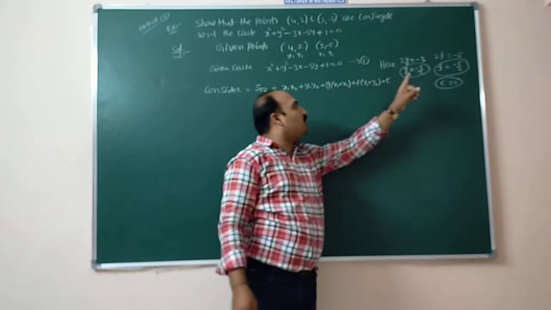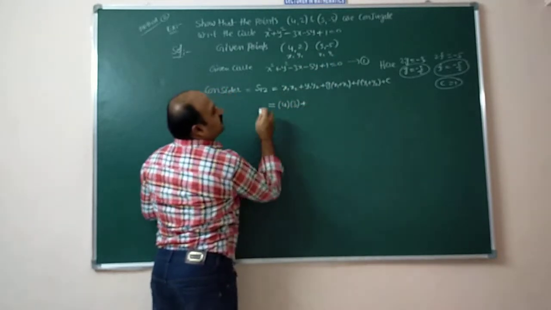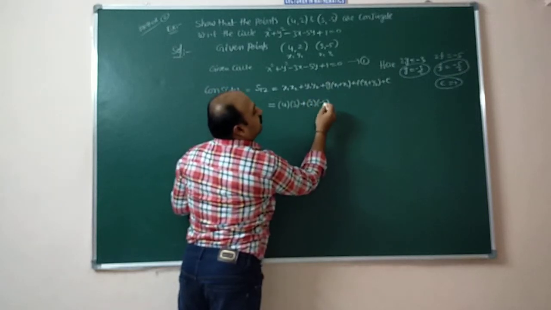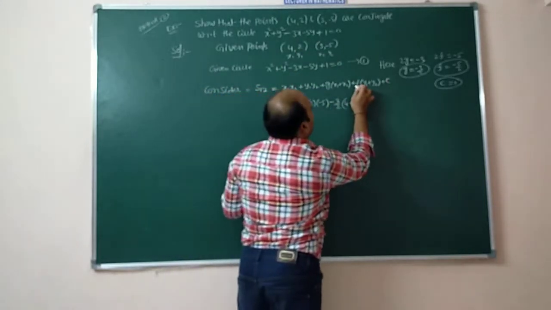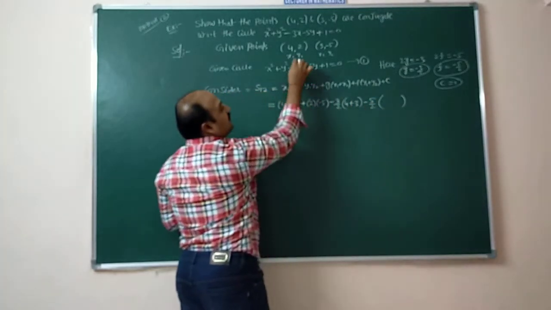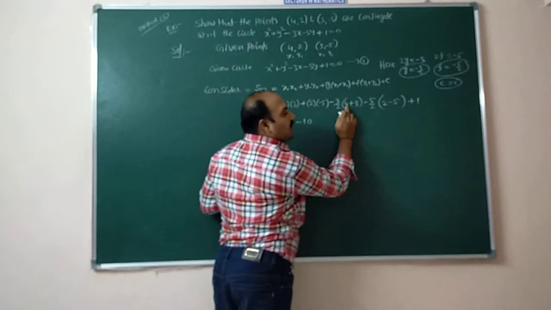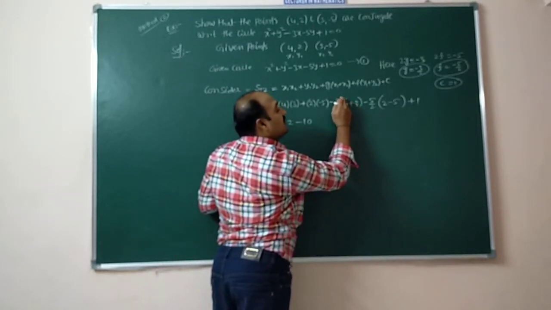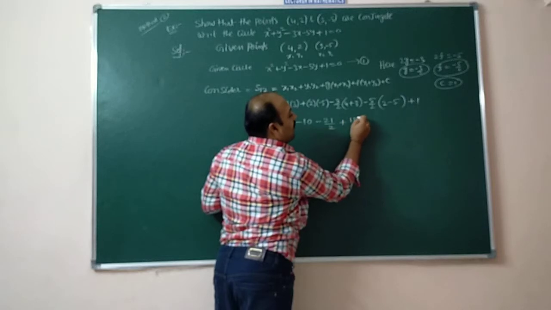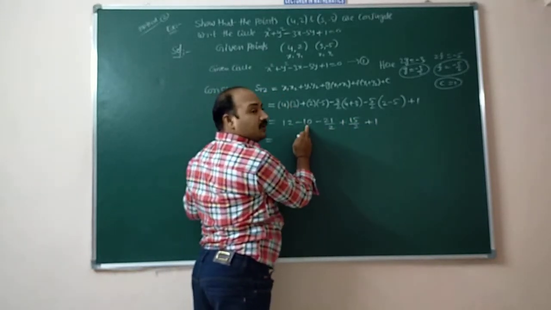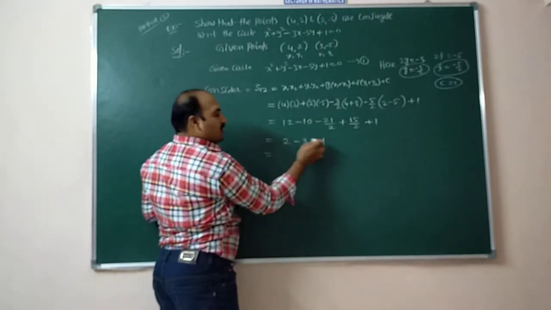Now substitute the x1, y1, x2, y2, g, f, c values: x1 x2, so 4 into 3, plus y1 y2, 2 into -5, g value -3/2 into (x1 + x2) which is 4 + 3, f value -5/2 into (y1 + y2) which is 2 + (-5), c value is 1. 12 - 10, 4 + 3 is 7, 7 threes are 21, so -21/2, then -5/2 into -3 gives +15/2, plus 1. 12 - 10 = 2, minus 21/2 plus 15/2 is -6/2 = -3, plus 1. 2 + 1 is 3, 3 - 3 is 0.